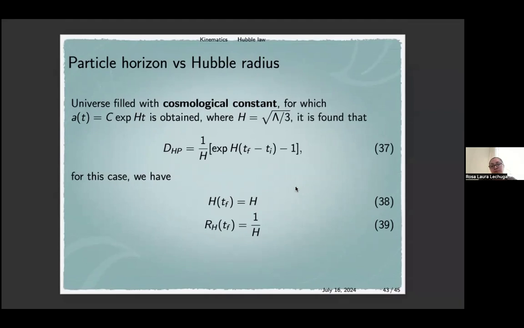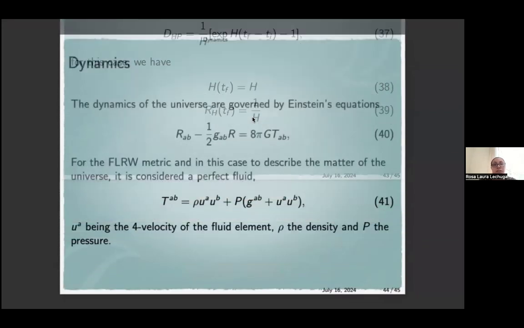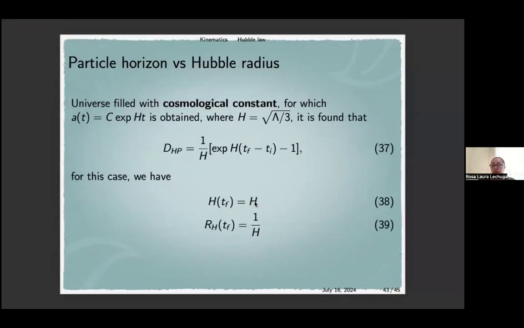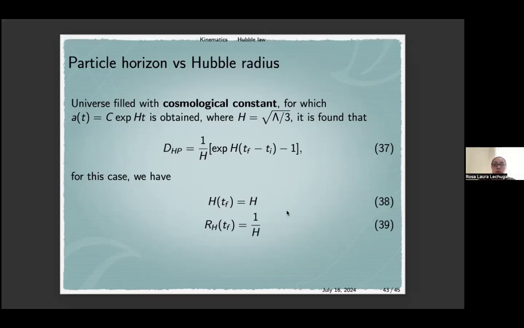So let me end the section on the notions of distance here. If you have questions about these notions, you can ask me, because I'm going to give a brief description of the dynamics and then try to connect with the problems in the early universe. If you have questions, this is a good moment to ask. Or if you want to ask at the end, that's also fine.